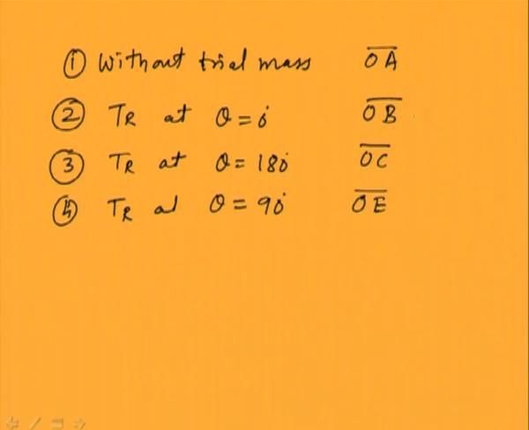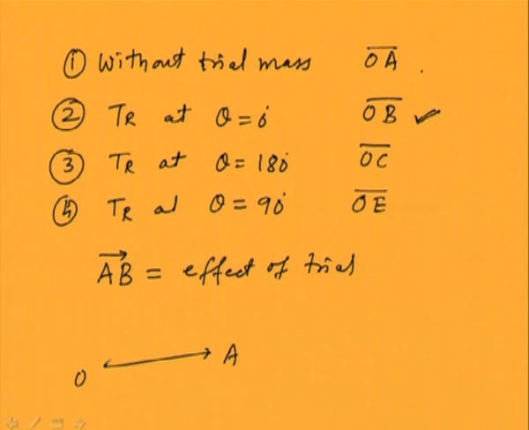When we put the trial mass, we got the measurement OB. Because we don't know the angular positions of OA and OB, but we are sure that AB will represent the effect of the trial mass, because let us say OA is here, A is this direction, B is this direction. So AB is the effect of the trial mass.